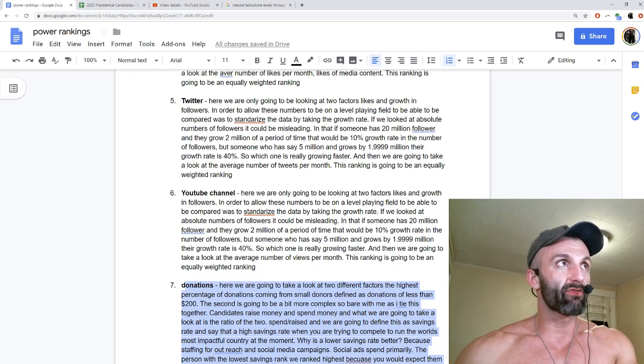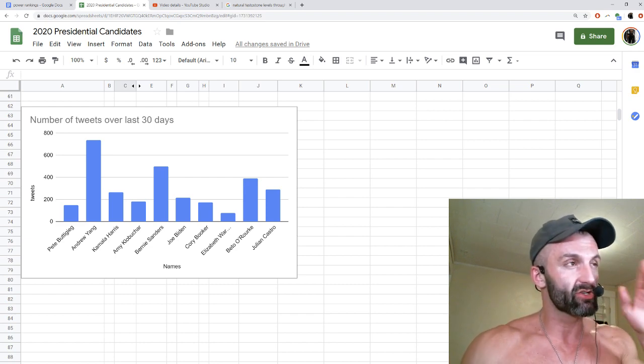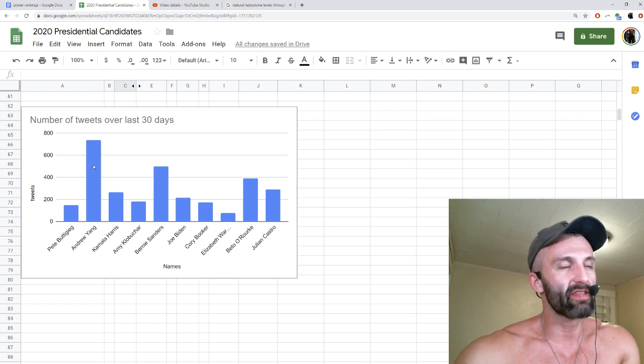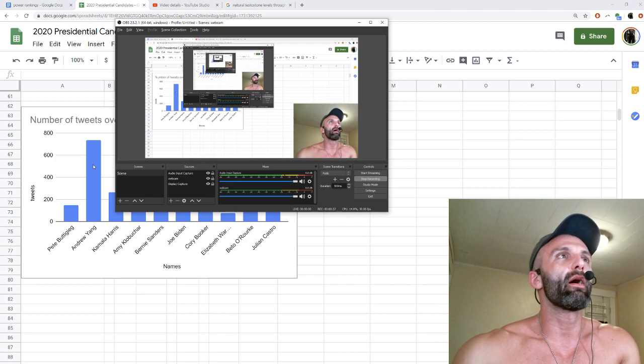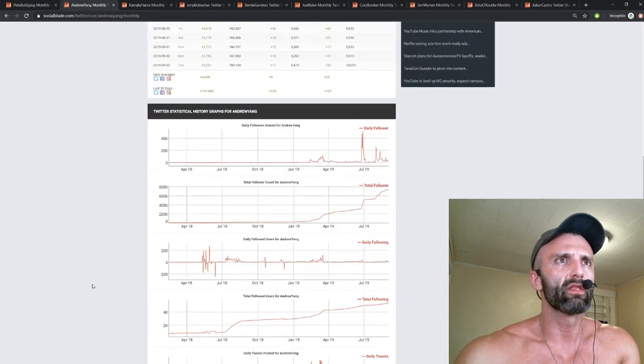We're going to take a look at the first chart, which is the number of tweets per candidate. So I put together this little chart here. As you can see, there's one that stands way out by itself, and that's Andrew Yang. So this is over the past 30 days. I don't have this data tracked. Let's take a look here. Let's see if we can pull up his thing real quick and see if we can see it over time.